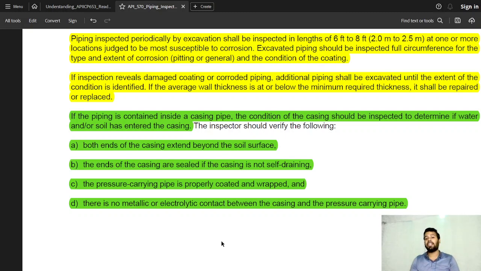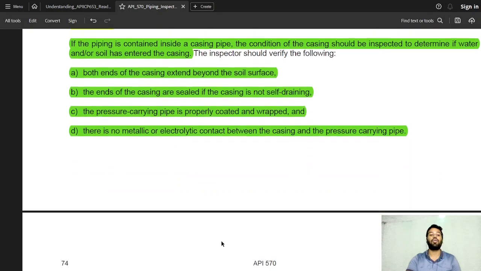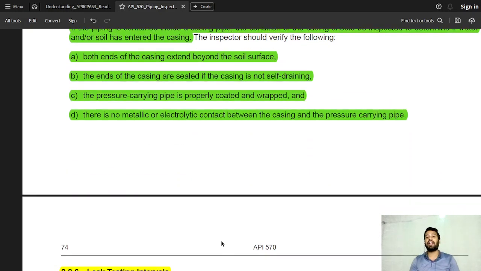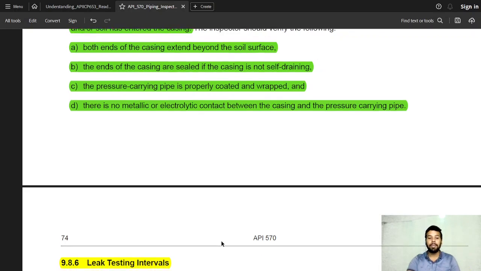Both ends of the casing extend beyond the soil surface. The ends of the casings are sealed if the casing is not self-draining. The pressure carrying pipe is properly coated and wrapped. There is no metallic or electrolytic contact between the casing and the pressure carrying pipe.